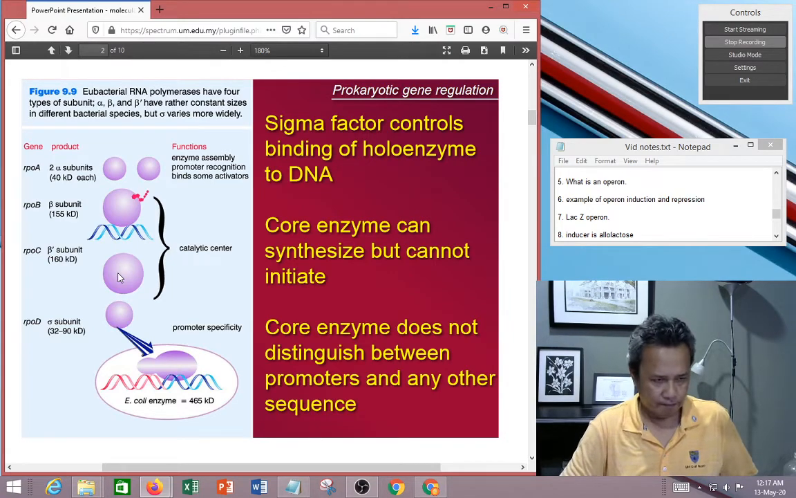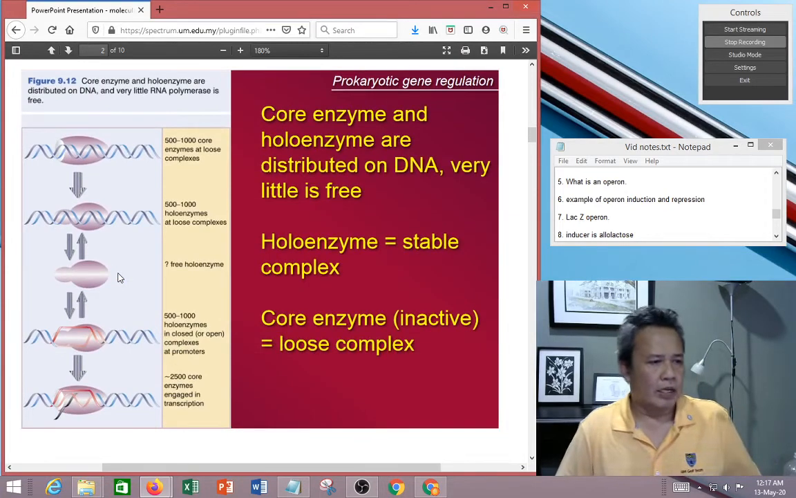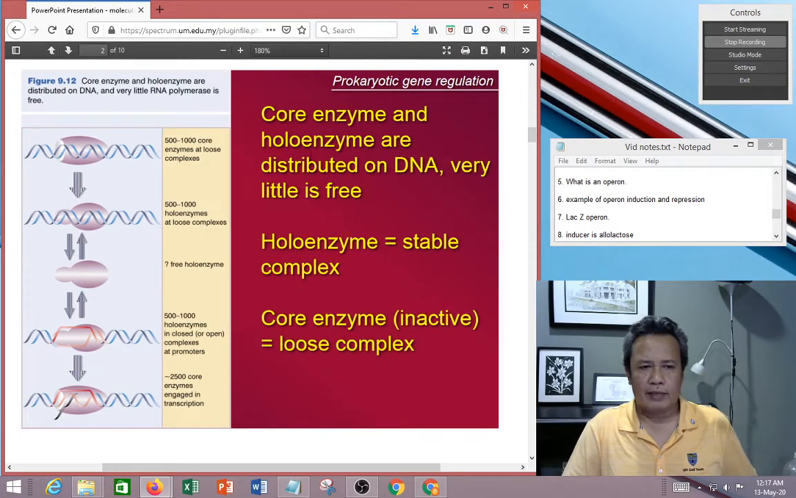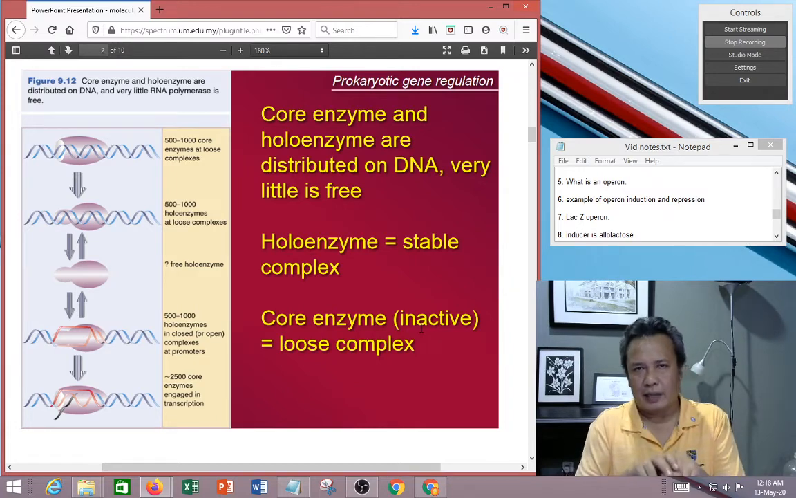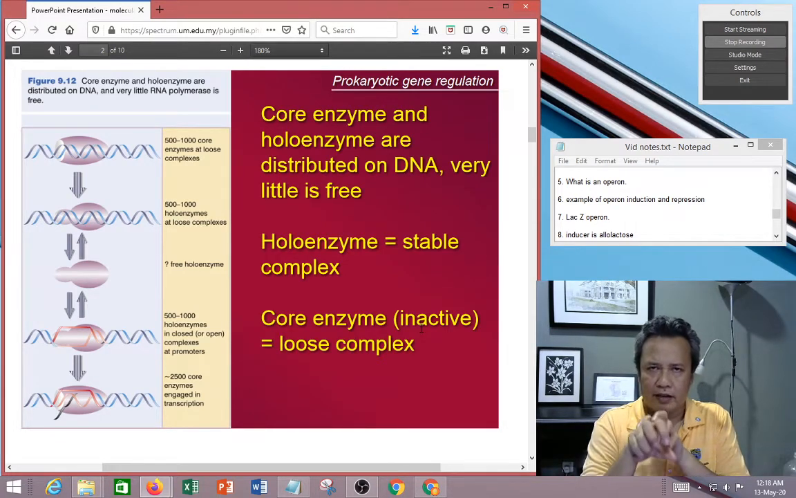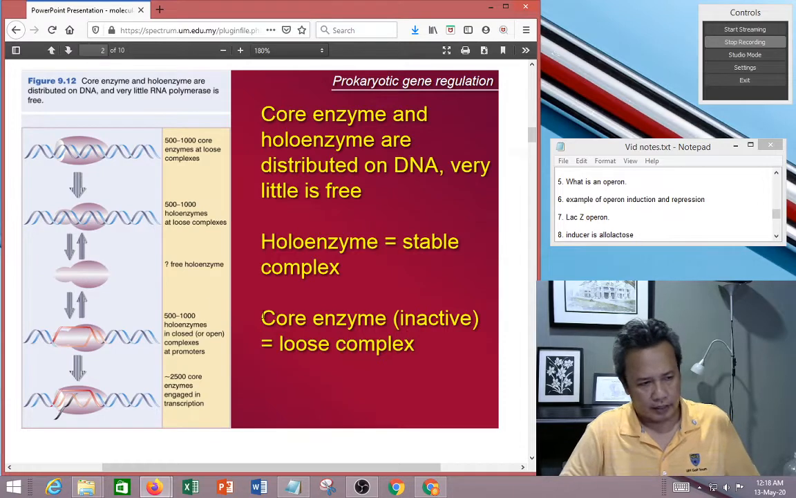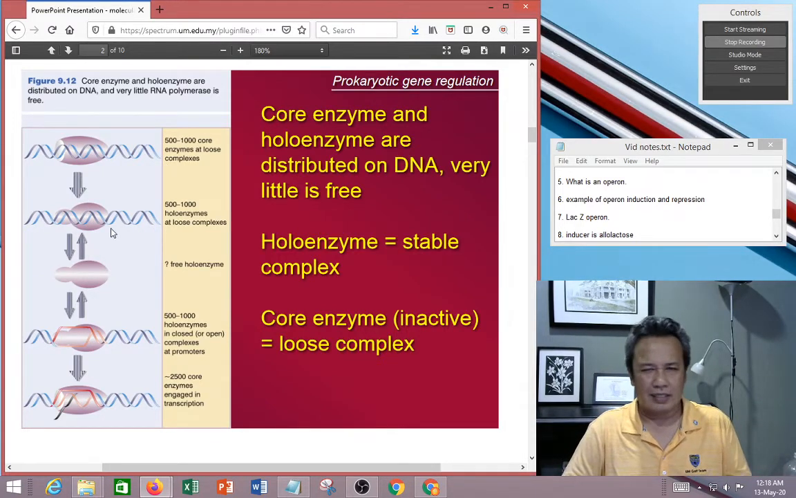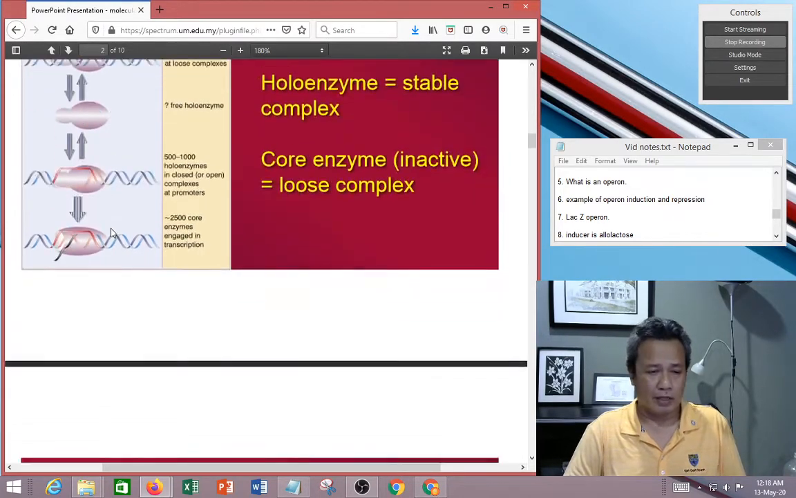Now, core enzyme and holoenzyme are distributed differently. Holoenzyme forms a stable complex. Core enzyme forms a loose complex, which means it doesn't bind DNA that well. But with the help of sigma factor, it becomes a holoenzyme, then it becomes a very, very efficient molecule. So this is just a slide to show the activities of the core enzyme and the holoenzyme.